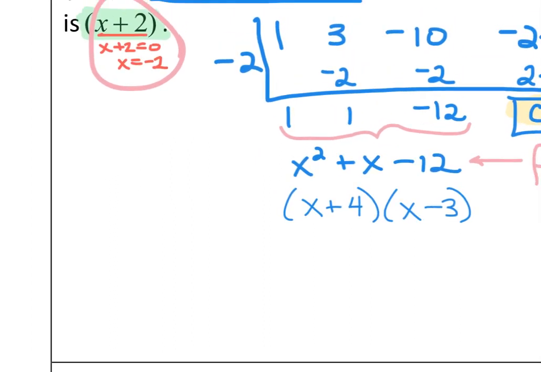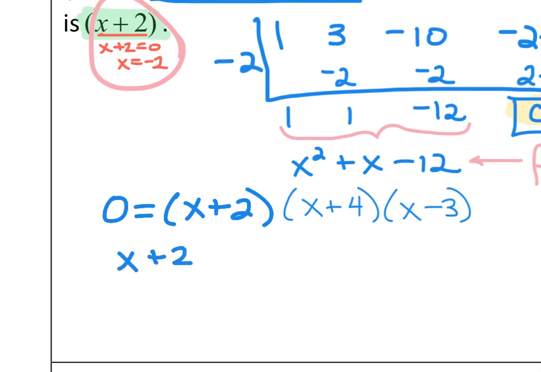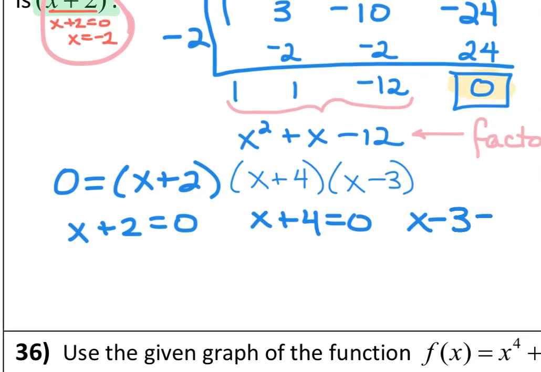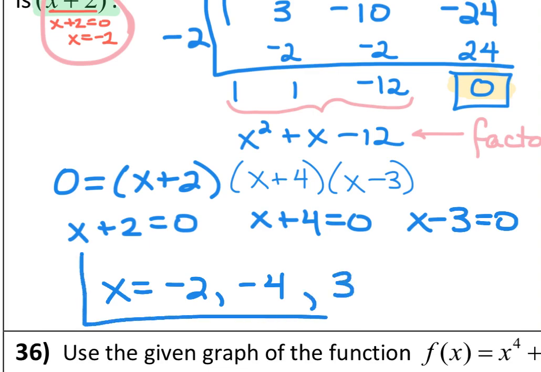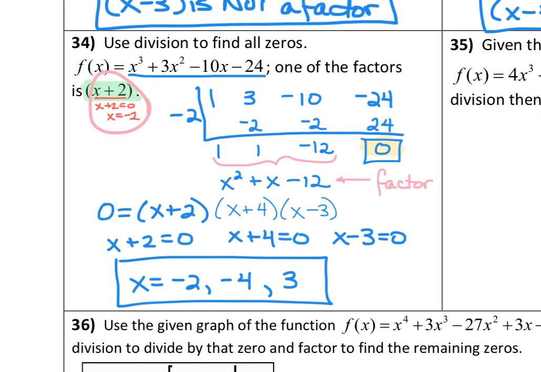I'm going to also include that x plus 2 here and set the whole thing equal to 0. Then each of the factors equal to 0. x plus 2 equals 0. x plus 4 equals 0. And x minus 3 equals 0. x equals negative 2, negative 4, and positive 3. And again, just to double check, your original function was third degree, and you've got 3 solutions.